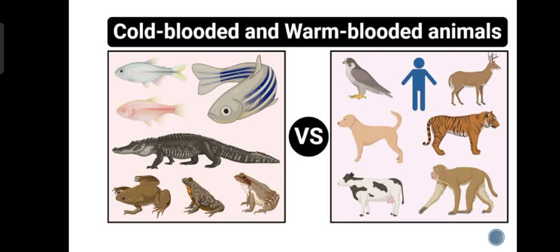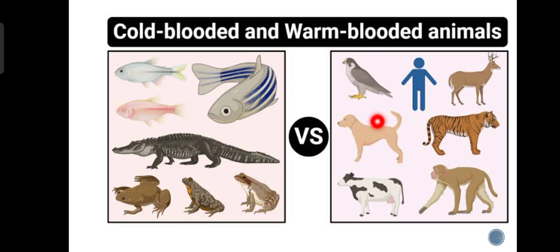Okay, warm-blooded animals are those that can maintain their body temperature. Their body temperature will not change even in cold conditions or in warm or hot conditions. So these animals are known as warm-blooded. Cold-blooded cannot maintain their temperature. Warm-blooded can maintain their temperature. Examples of warm-blooded are birds and humans.